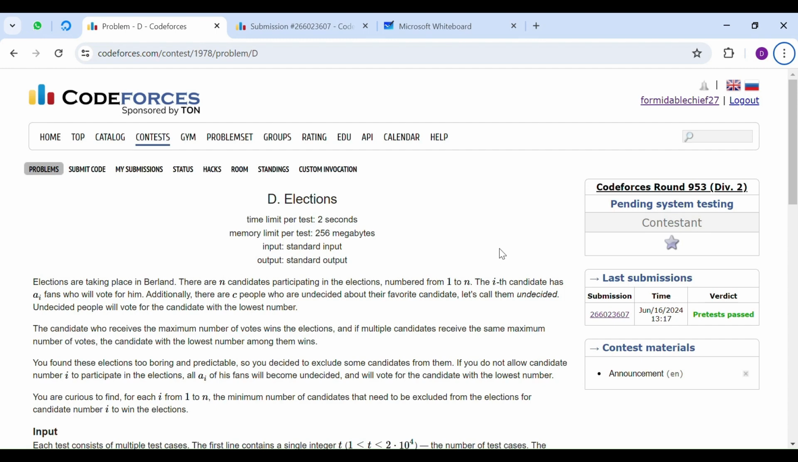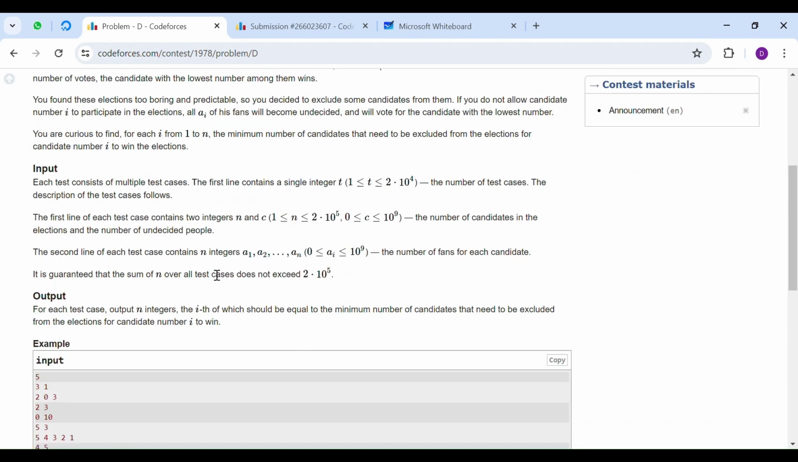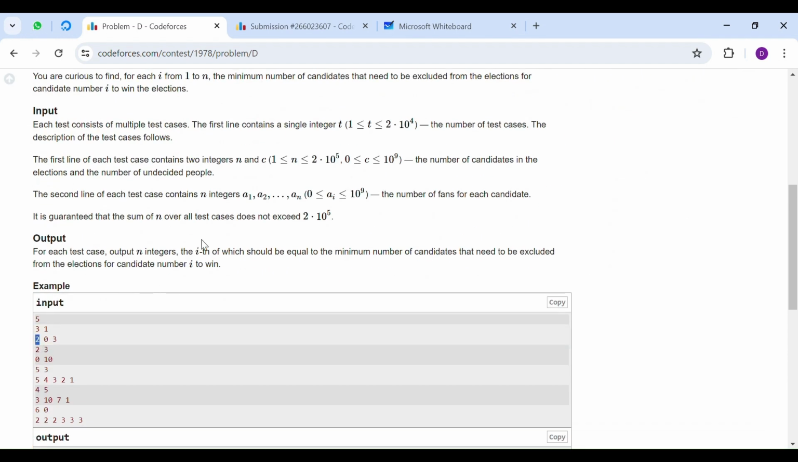Today we are going to solve round 953 elections. There are n candidates participating in elections and you are given A of I fans who will vote for that certain candidate. Additionally, you are given C people who will always vote for the first candidate. Lowest number does not mean that the C people will vote for the candidate having the least number of votes. They will vote for the first person in your list or queue, whatever you are maintaining.